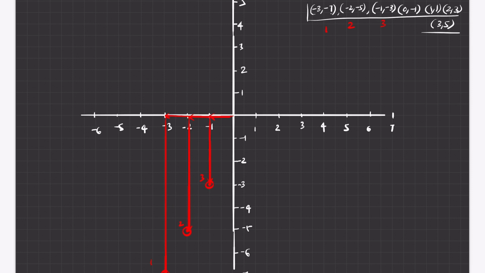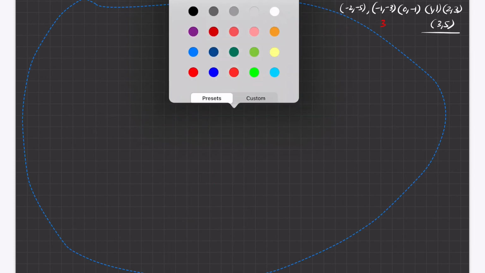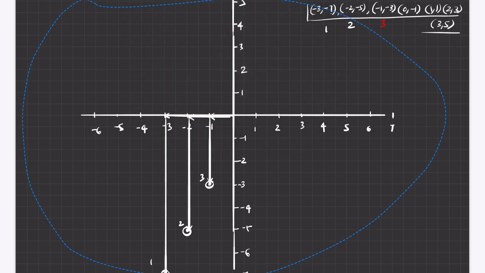Now let me put all of this in white so that it becomes easier. Now, the next point is 0 comma negative 1. So this is the point.